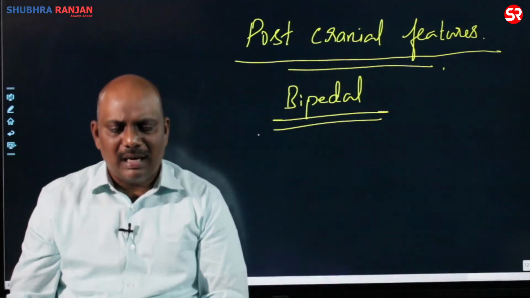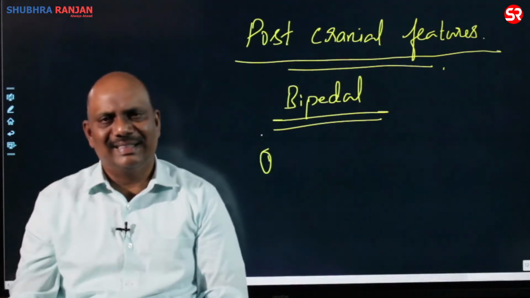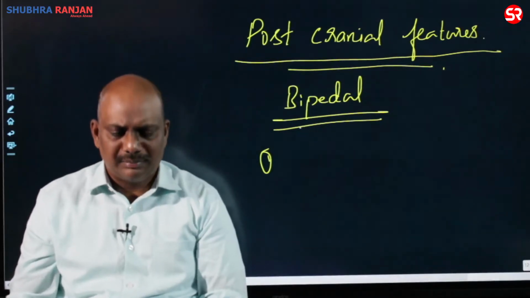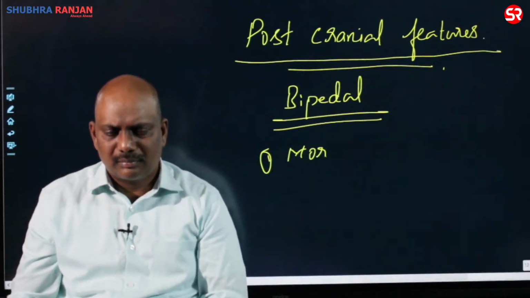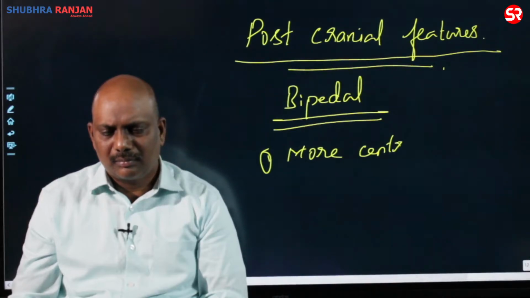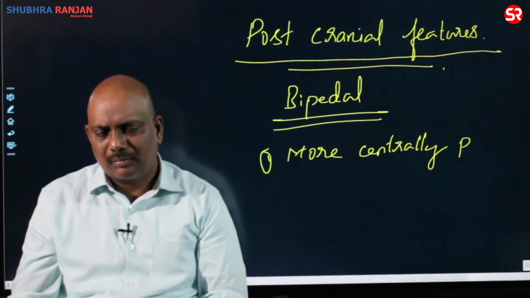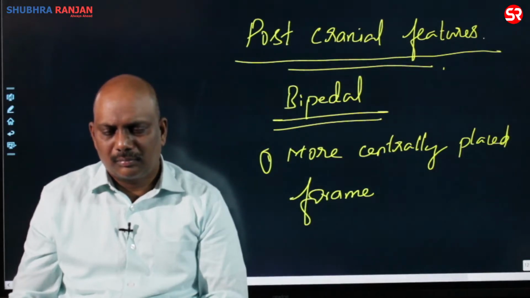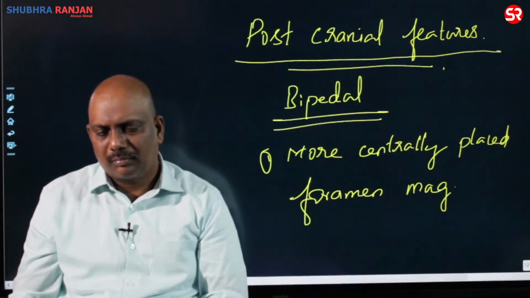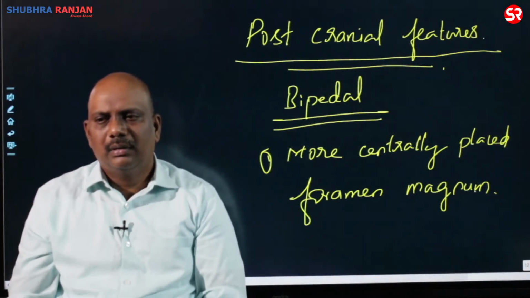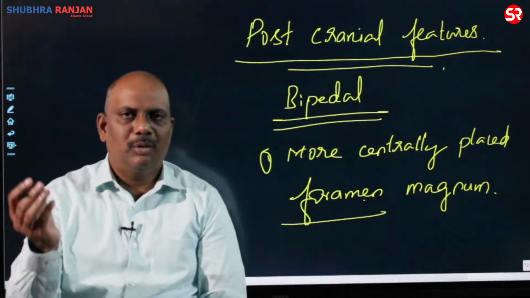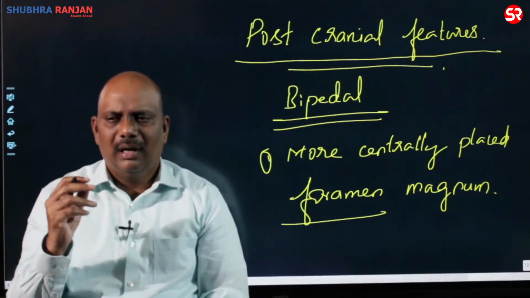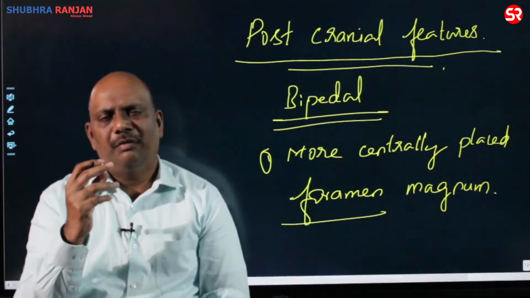The first important anatomical evidence, you should be knowing this, is the more centrally placed foramen magnum. This foramen magnum is there for both men as well as women. I told you the significance of the position of foramen magnum.